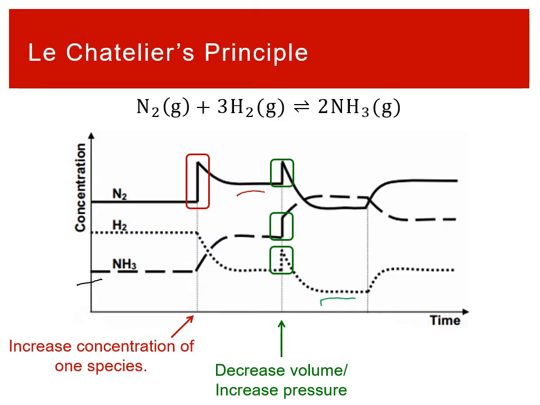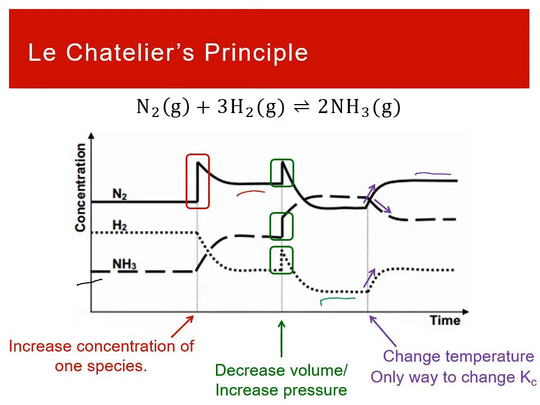And we get another flattening out of my concentrations. The final thing I can do is change the temperature, where I can cause all sorts of things to change. I change the equilibrium constant, the value of Kc. That means a new equilibrium will be reached with new relative amounts. But again, I will always go back to an equilibrium.